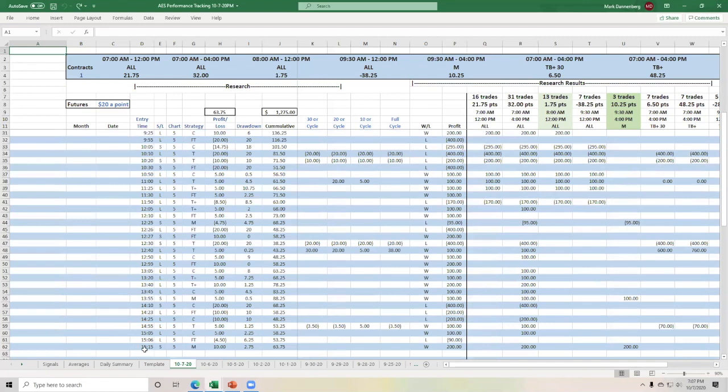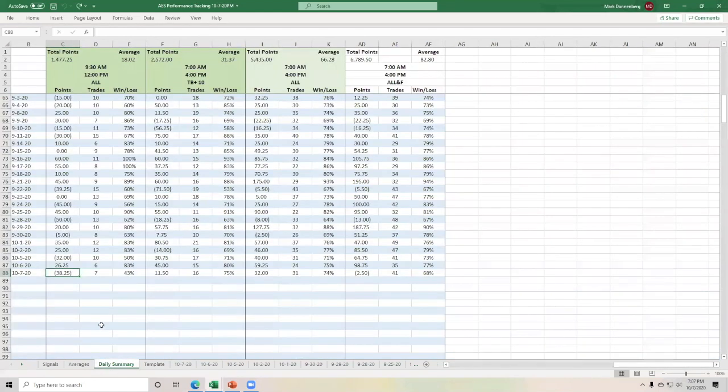We traded up until 3:15 today. 3:15, these are Eastern times. And in the daily summary, we see that the two primary areas that we focus our attention, 9:30 to noon, taking all signals that the adaptive entry system offers, and 7 a.m. Eastern to 4 p.m. Eastern, trading only the trend bias and the trend continuation trades.